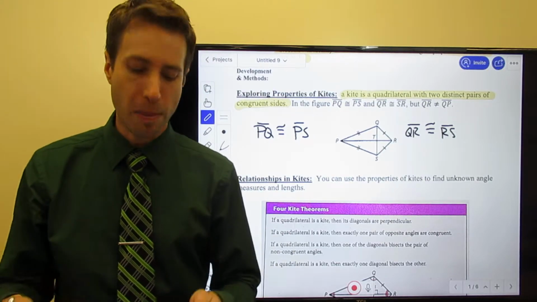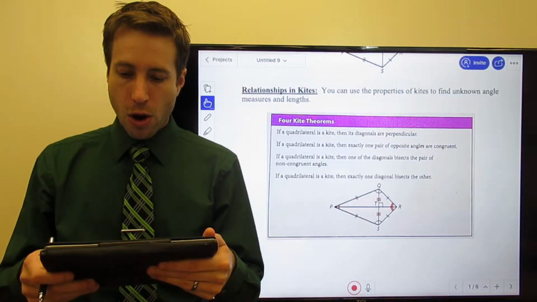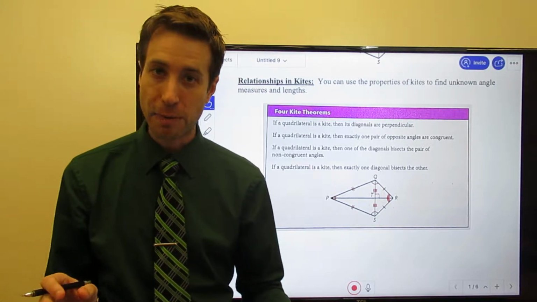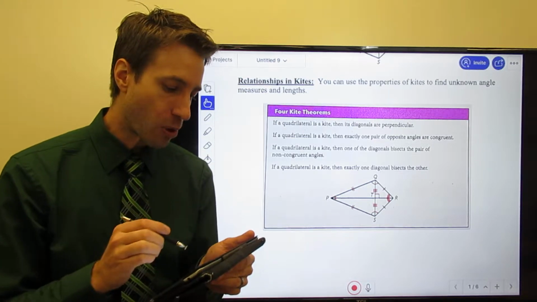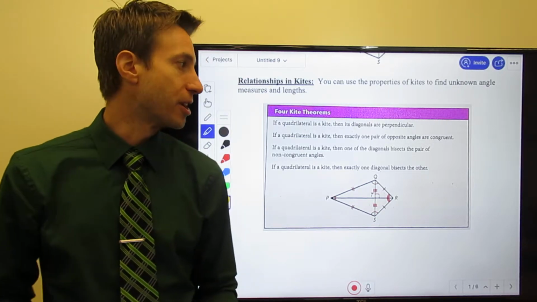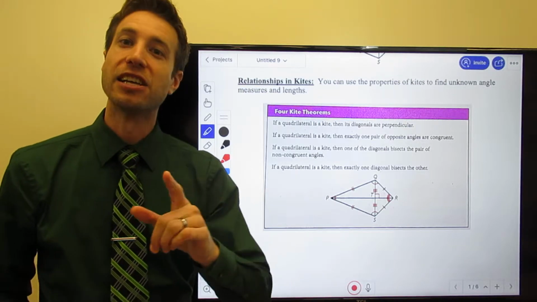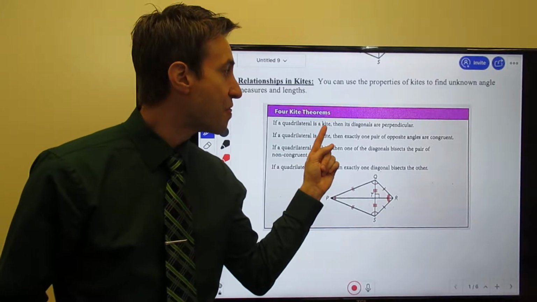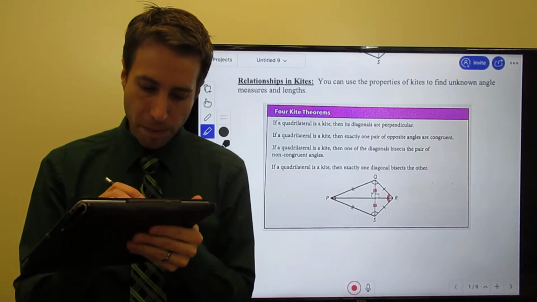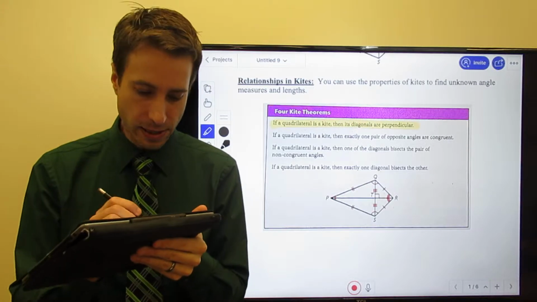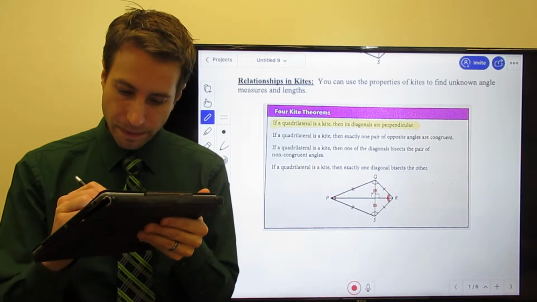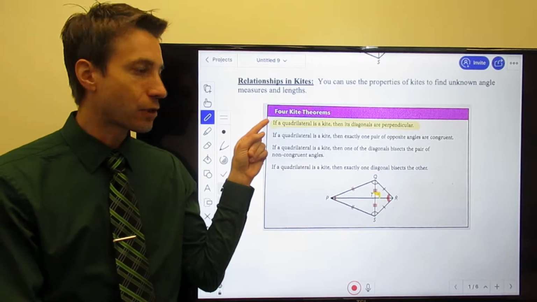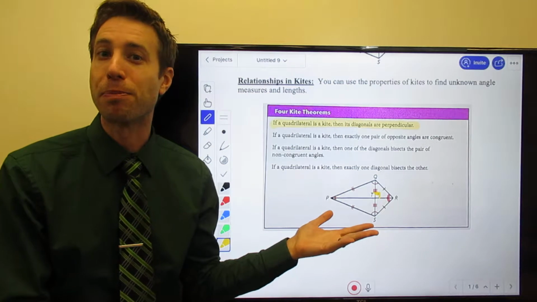Now, what are the properties of kites? Remember, a kite is a quadrilateral. It is not a parallelogram. There are quite a few properties for kites. We're just going to go through them nice and slow, and I'm going to do the best I can to color coordinate them for you. First, if a quadrilateral is a kite, then its diagonals are perpendicular. That very first property of kites: the diagonals have to be perpendicular.